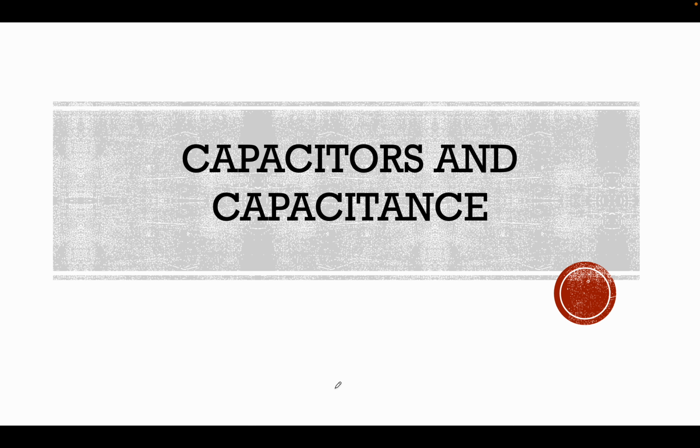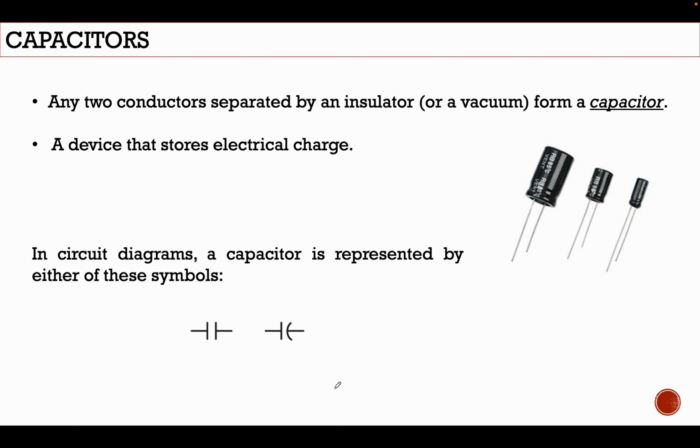Once again, this afternoon we will be discussing all about capacitors as well as capacitance, or how to measure the capacitance of a capacitor. When we define a capacitor, this is a device that stores electrical charge. We have here an example of what a capacitor looks like. Any two conductors separated by an insulator or a vacuum form what we call a capacitor. Again, this is a device that stores electrical charge.